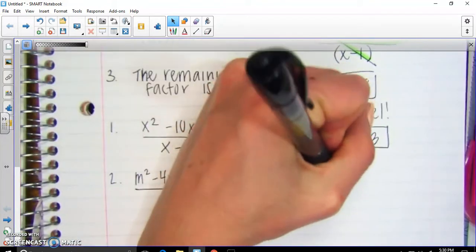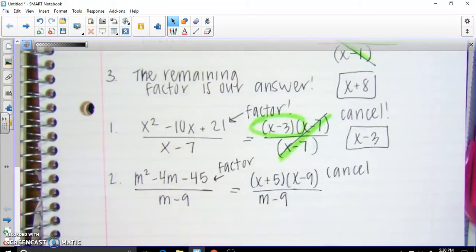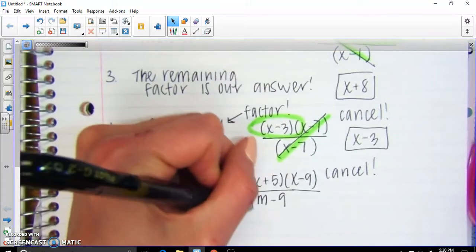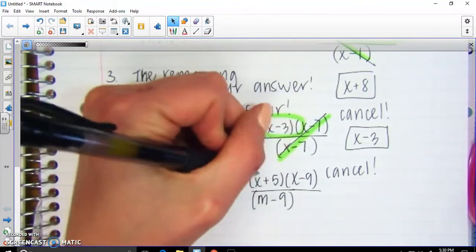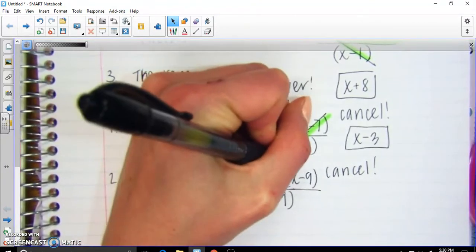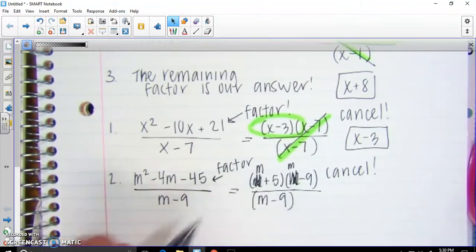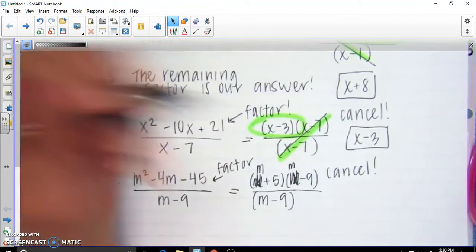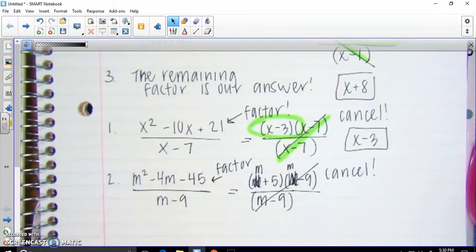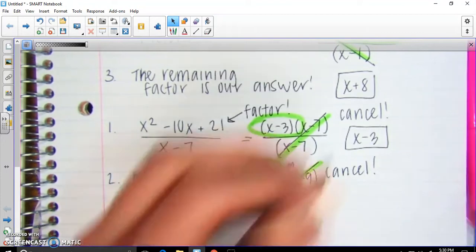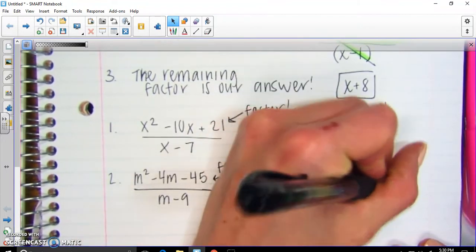Awesome. Next step is to cancel the common factor. So cancel. What can we cancel? X minus 9 on the top, m minus 9 on the bottom, and I should have really written these as m's. That's something we often do, we're so used to using x, but I really do need to keep the same factor. So I'm going to change those to m's. So those match up. Only thing that remains is m plus 5. That's our answer, m plus 5.